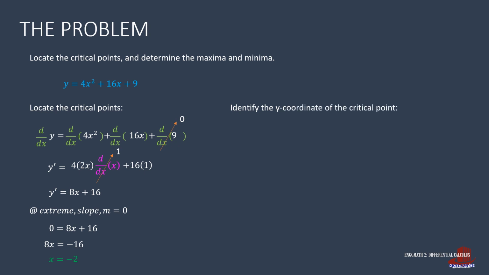Knowing the x-coordinate of the critical point, look for the y-coordinate by plugging negative 2 into the original function. Y then becomes 4 times the square of negative 2 plus 16 times negative 2 plus 9. Y is then negative 7. So the critical point is at negative 2, negative 7.